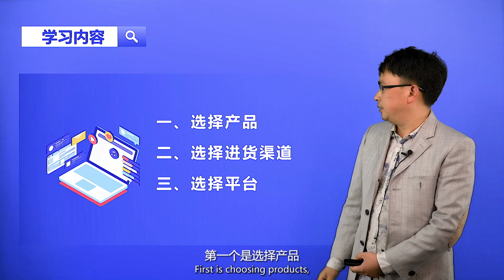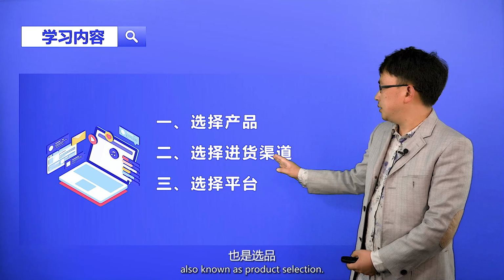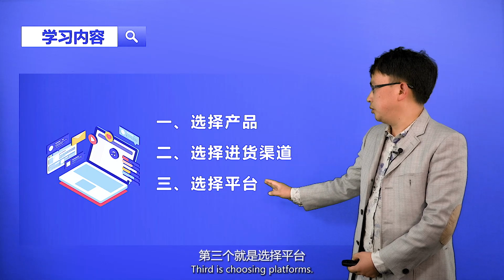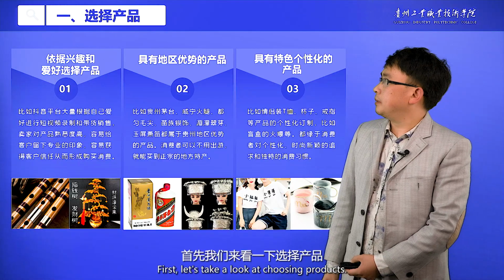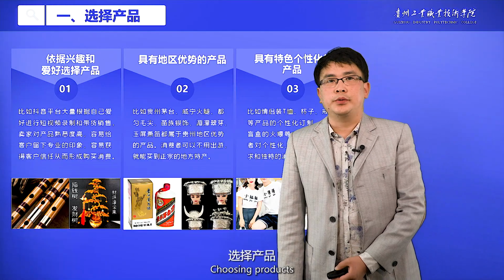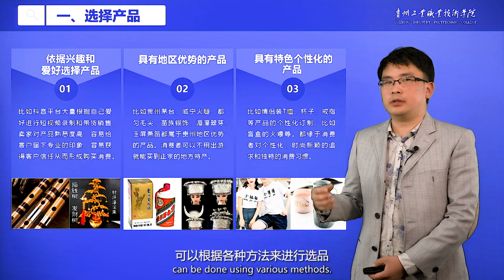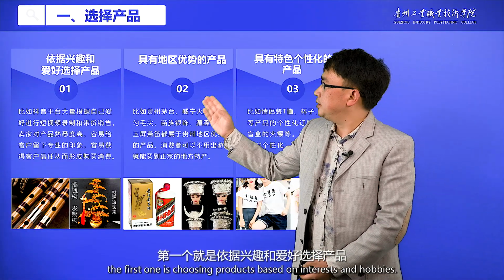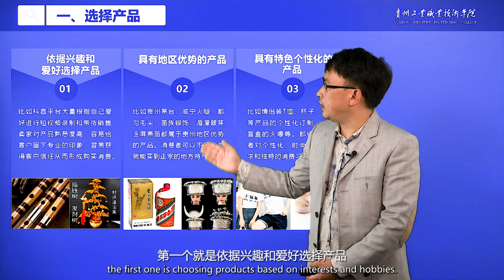Our learning content mainly includes three aspects. First is choosing products, also known as product selection. Second is choosing sourcing channels. Third is choosing platforms. First, let's take a look at choosing products. Choosing products can be done using various methods. The first one is choosing products based on interests and hobbies.